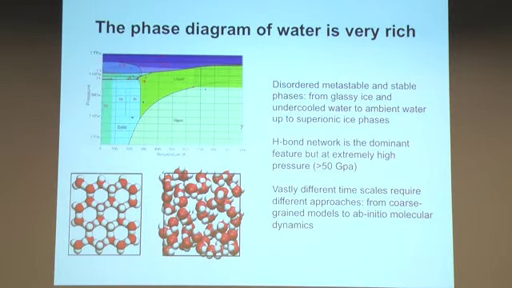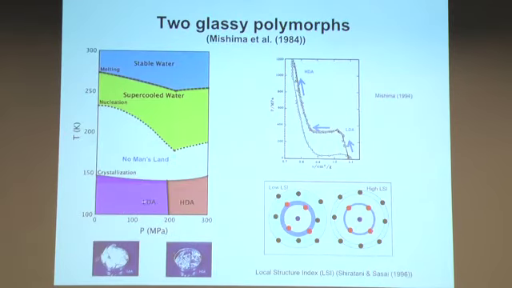So let me start with glassy water. This is just a pressure versus temperature phase diagram. You see here we have stable water. This is the melting line. This green area is the area that one can access by supercooling bulk, neat water in experiment, but one cannot go below this line because at this point ice nucleation will take over.